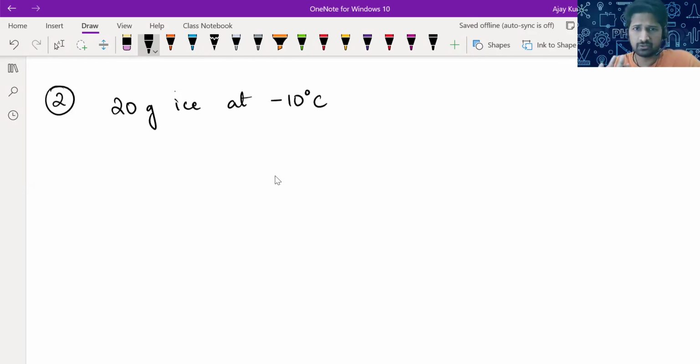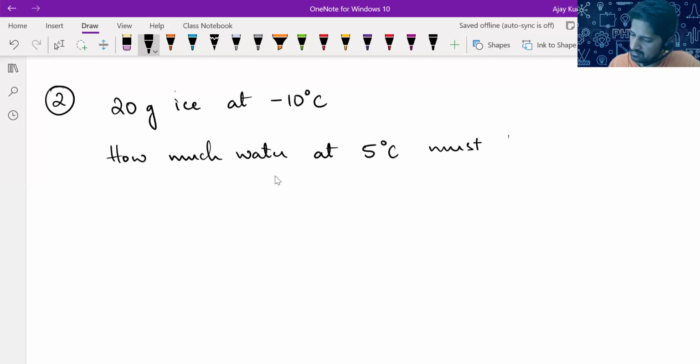Now I can directly ask you how much heat is required for that, but indirectly I can ask you a question like this. How much water, let's say the water is at 5 degrees C, how much water at 5 degrees C must be added to melt all the ice?